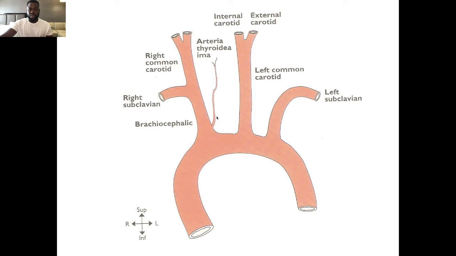So let's take note of that. And also the thyroid ima artery that supplies the middle part of the thyroid. There is also the pyramidal lobe of it. And now these two vessels, the subclavian and the common carotid, on the left side of the heart, come directly from the arch of the aorta. So let's take note of that. It's different on the left side than the right side.